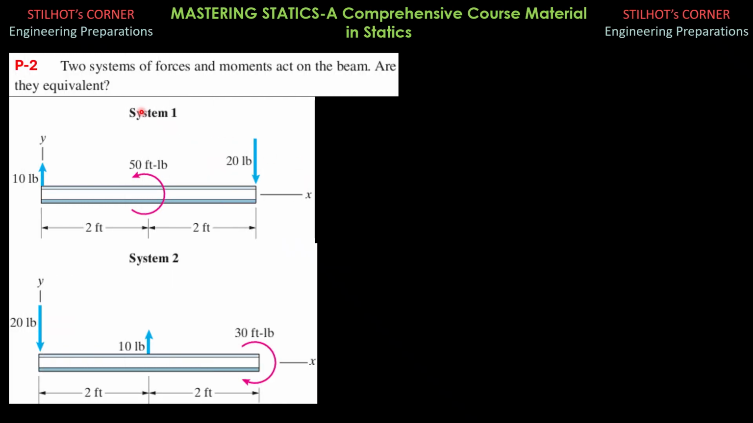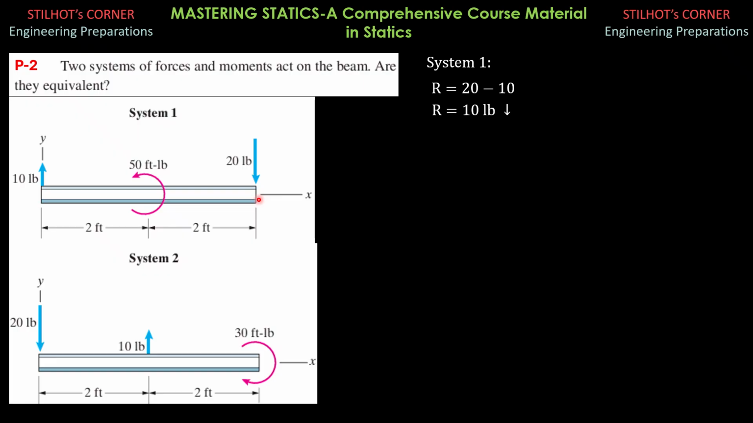So for this second problem, two systems of forces and moments act on the beam. Are they equivalent? So we have here the first system and the second system. For the first system, let's again assume that downward is positive because by looking at it, it's obviously the downward force is greater in magnitude than the upward force. So 20 minus 10. So for system 1, the resultant is 10 pounds downward, as indicated here.